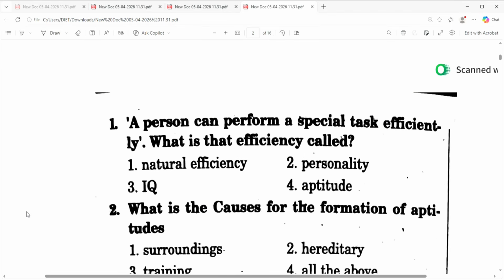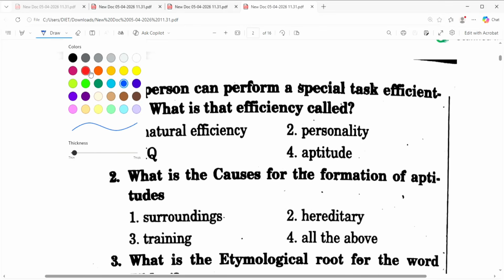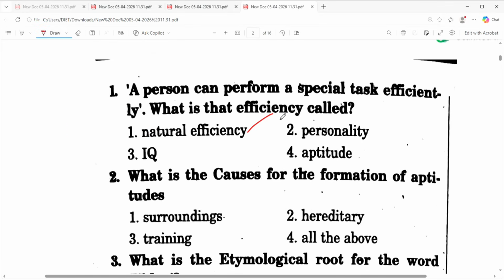A person can perform a special task efficiently. What is that efficiency called? Is it natural efficiency, personality, IQ, or aptitude, right? So we said that to perform a special task efficiently, it will be natural efficiency, right? So the first one is natural efficiency. So we'll take this one, right?